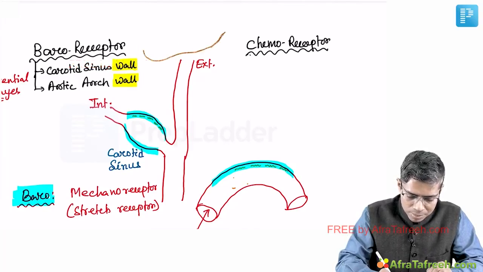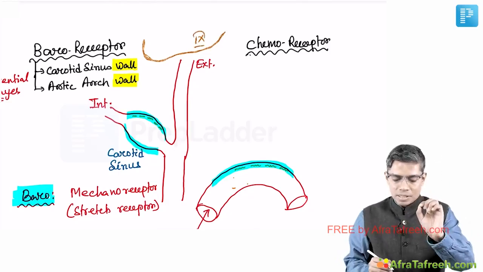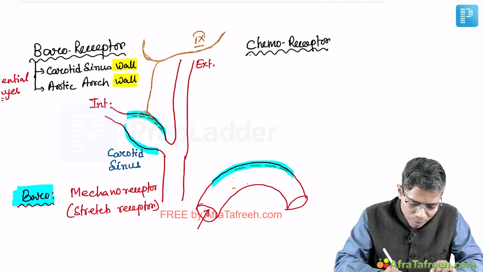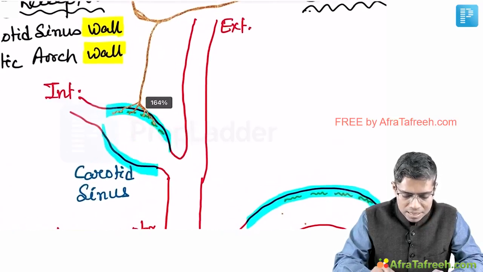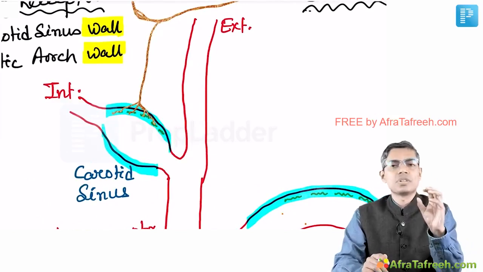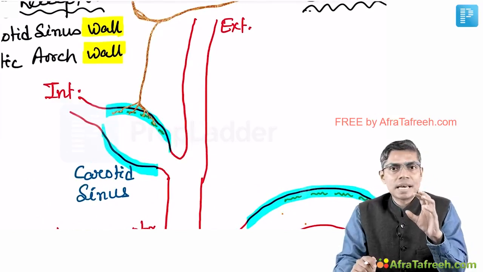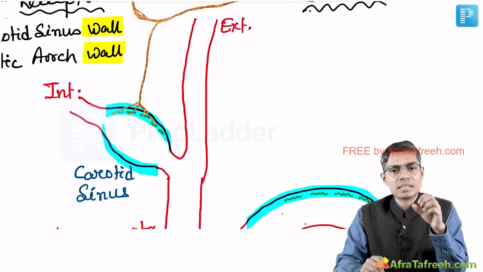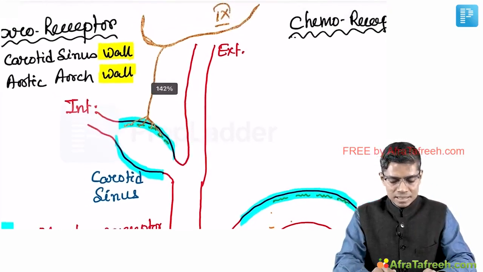Glossopharyngeal nerve. So suppose this is my glossopharyngeal nerve, right? The ninth cranial nerve. A branch of this glossopharyngeal nerve is going to supply the sinus region, and the terminal end of this branch will be divided into multiple parts, and this is nothing but my baroreceptor. So baroreceptors or mechanoreceptors are nothing but neuronal endings. Which neuron is located at the level of this carotid sinus wall? That is the ninth cranial nerve, but not the exact ninth cranial.